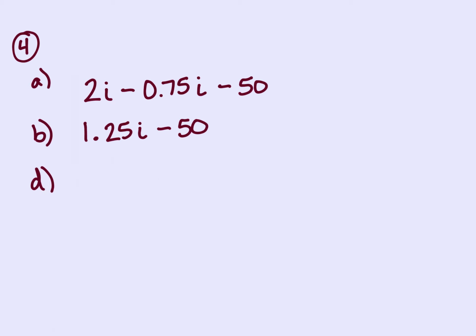In part D, it says how much profit would they make if they sold 75. So we're going to again replace that I for ice cream with 75 ice creams. Oh, that should be $1.25. And then we're going to take off the 50. Okay, so 1.25 times 75. 5 times 5 is 25. 5 times 2 is 10, plus the 2 more makes 12.